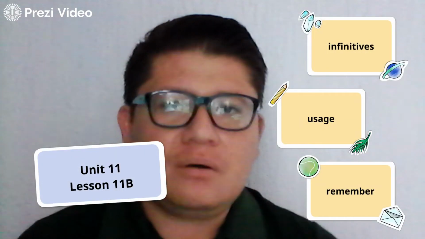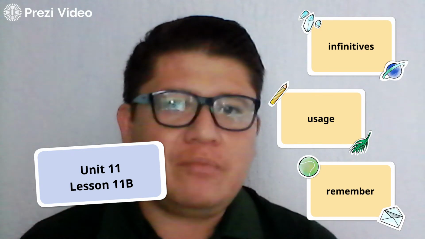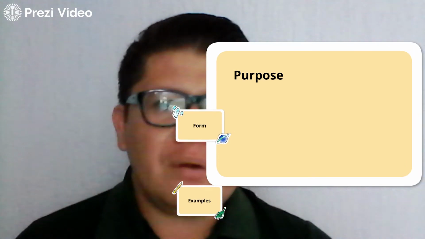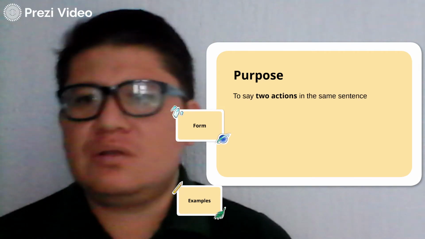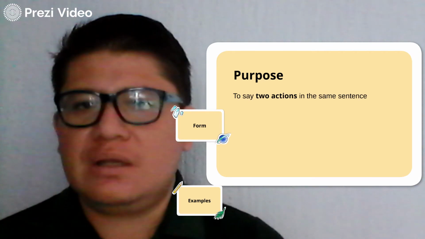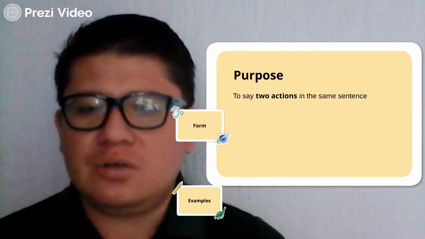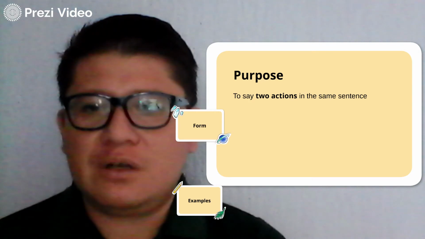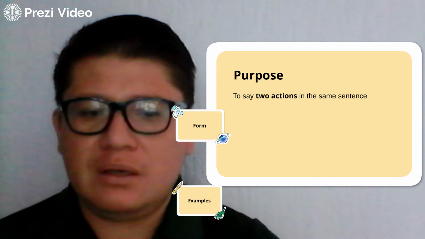Okay, so we are going to start with the purpose of infinitive verbs. The purpose of these kind of verbs is to say two actions in the same sentence. If I want to express two different actions in the same sentence, I can use different verbs. One is the main verb and the other is the infinitive verb.